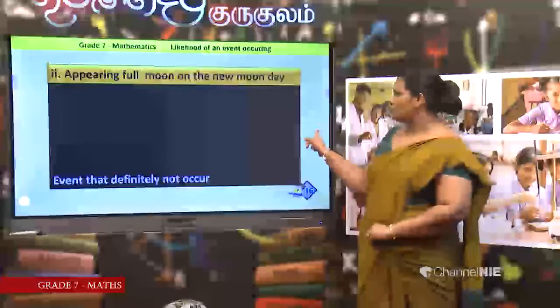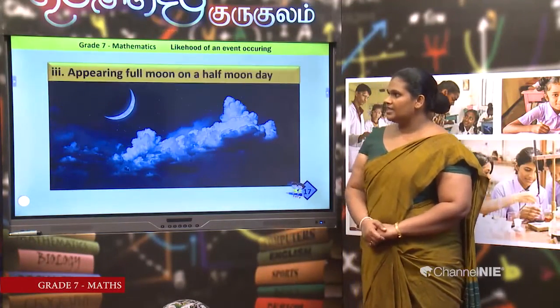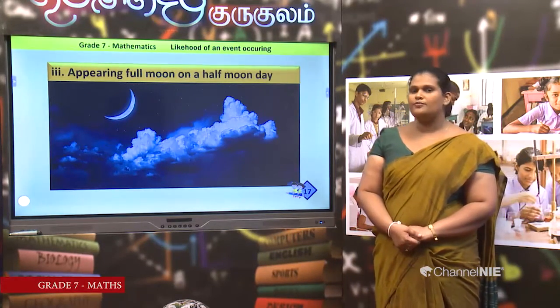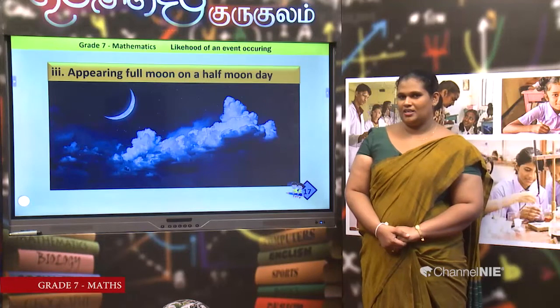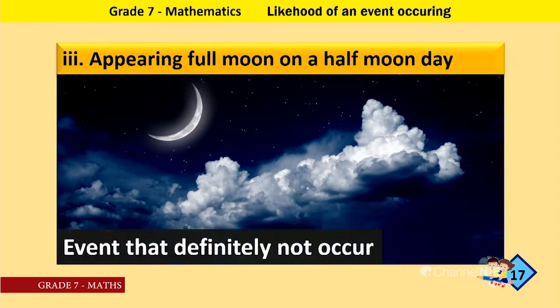So, we'll move on to another event. Appearing a full moon on the half moon day. That is also an event which would definitely not occur. In half moon day, you won't get a full moon. Isn't that so?